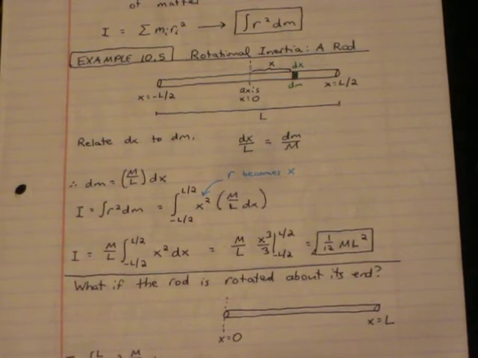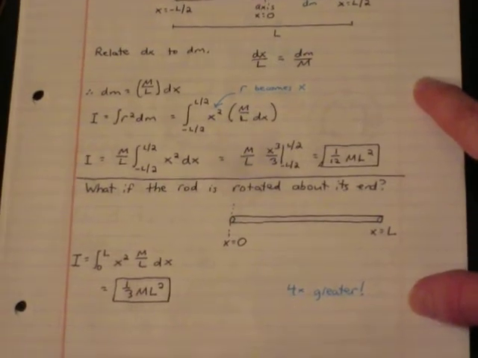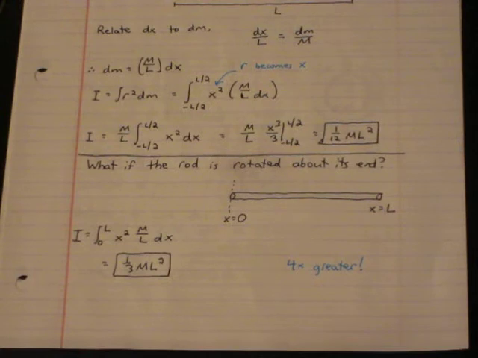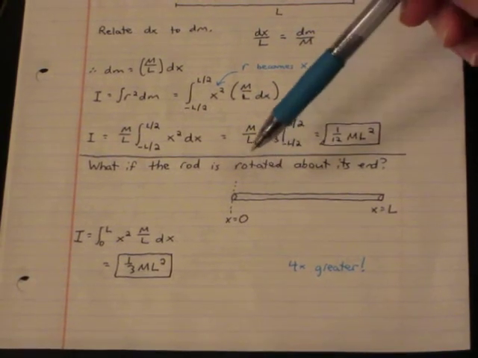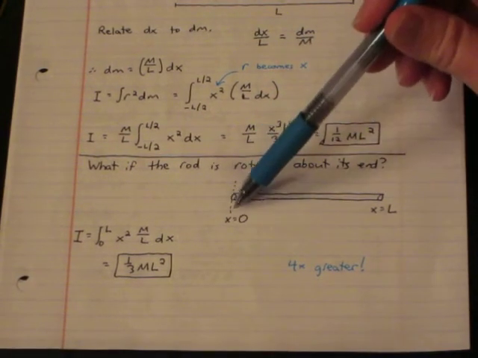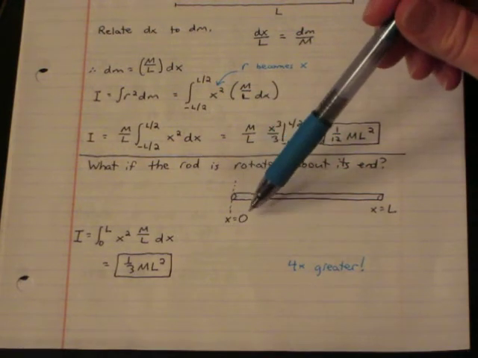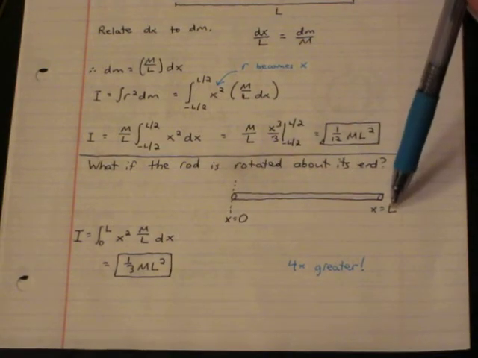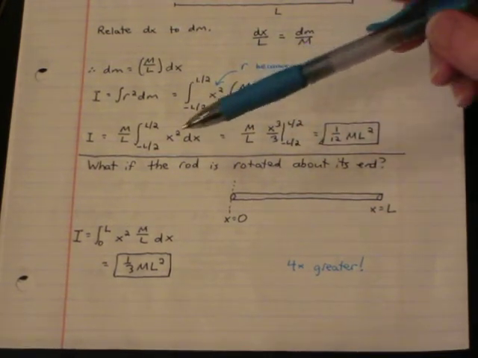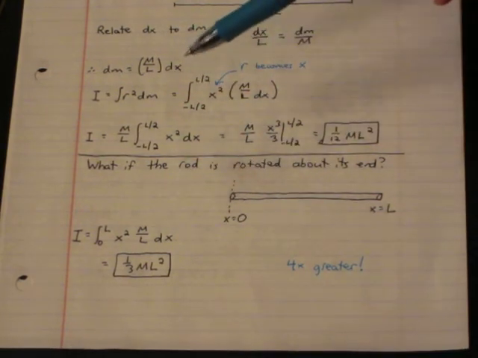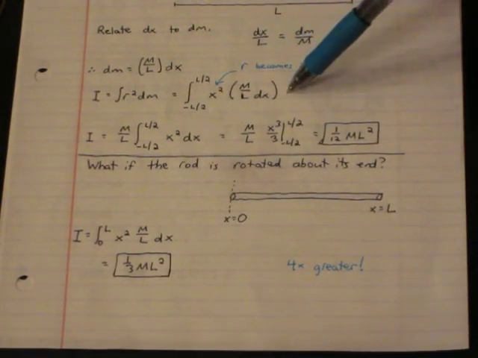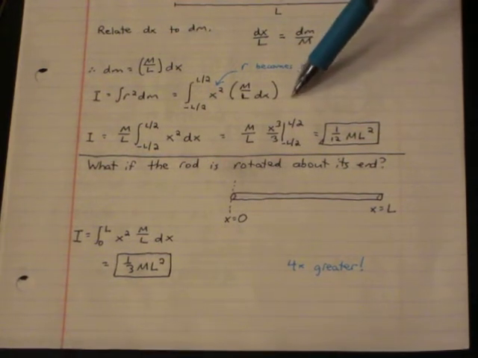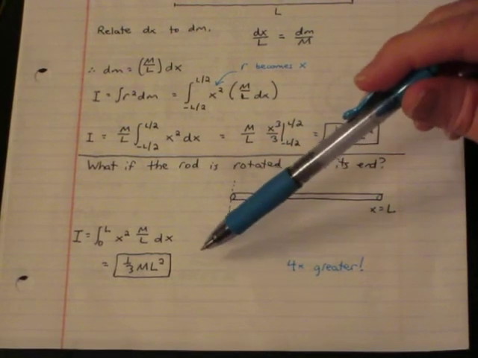What if the rod is rotated not about its center, but about an axis that's at its end point, such as in this picture? Well, the one thing that changes is your limits of integration. We're going to draw the axis, and wherever the axis is, we're going to call it x equals 0. Then the limits of integration are going to go from 0 to L. Everything else I did is the same, so it's the same integral that I had right here, but with limits of integration from 0 to L. And so you get 1/3 mL squared.